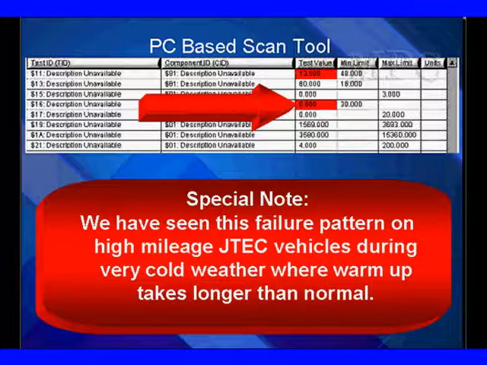We have seen this failure pattern on high-mileage JTAG vehicles during very cold weather where warm-up takes longer than normal. We think we probably have old sensors. We know that, but it's not setting a code. So you shouldn't overreact to this. It may be a problem with the warm-up situation.